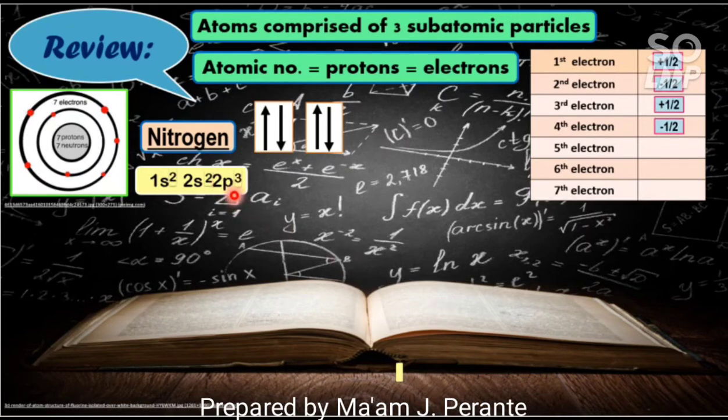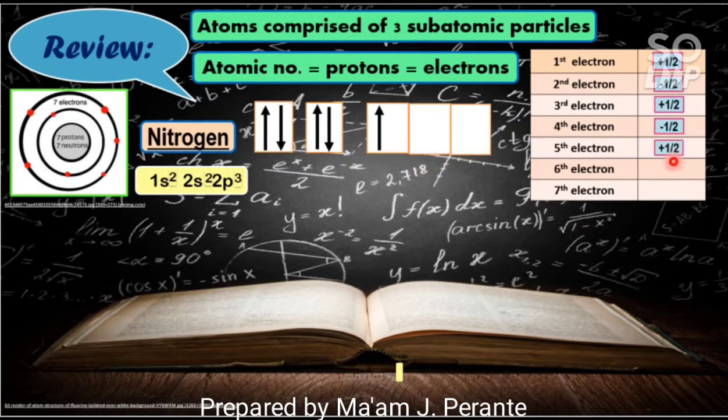It is p now, so meaning there are 1, 2, 3 orbitals, because p has 3 orbitals. So according to Hund's rule, we have to fill up all the orbitals first by making an arrow up before making an arrow down. So arrow up means positive 1/2. And then next is also arrow up, which is positive 1/2 again. And then the last is arrow up, and the spin is positive 1/2.